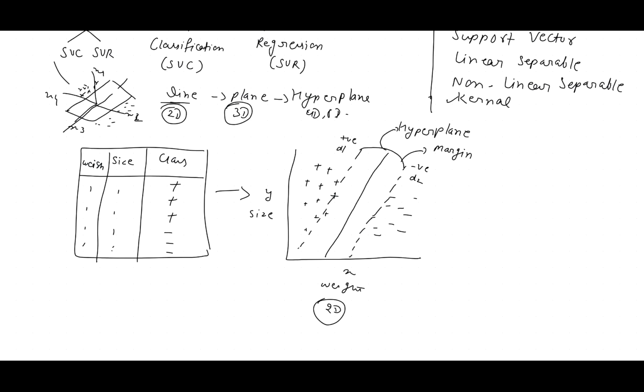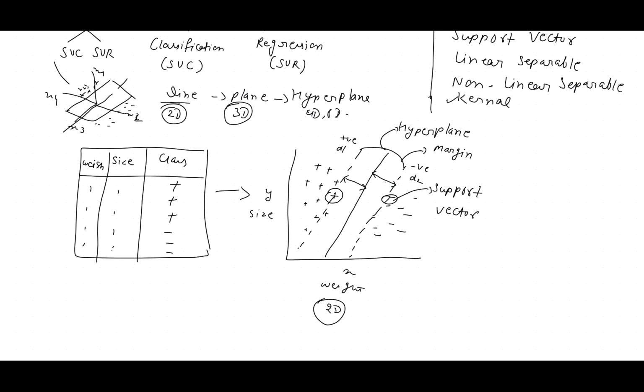And what is the distance? The distance from this line to this data point, and the positive distance is from this line to these data points. Now did you notice there are some data points which lie on the line here? This is the negative one lying here, and the data points which lie on the plane are called support vectors. This is called support vector, this is margin, and this is distance.